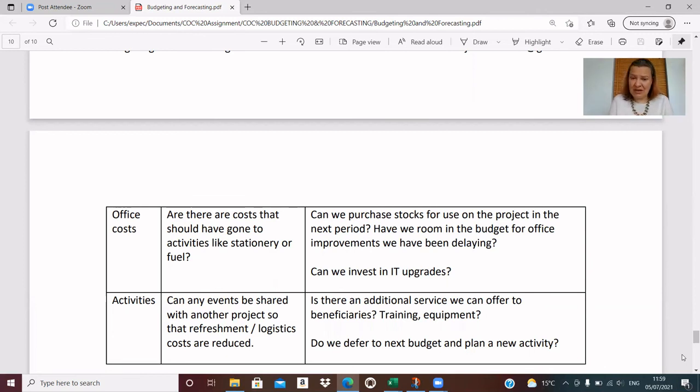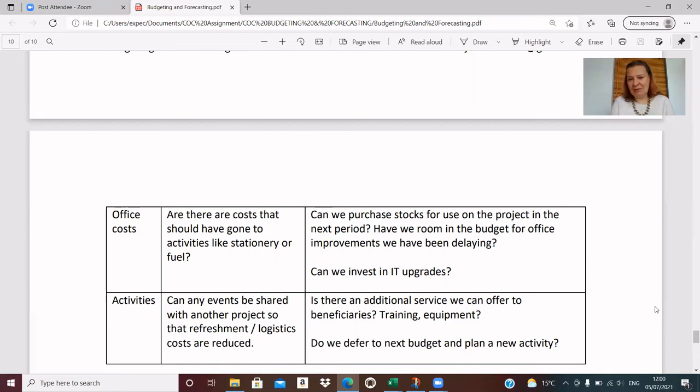If we're underspent on activities, well, this is where we need to spring into action and think about an additional activity or service that we can provide. Is there extra training that we can provide, extra equipment, or do we need to defer that saved money to the next phase of the budget so that we can plan a new activity more comprehensively? So they are just some ideas to think about when you're doing your forecasting.